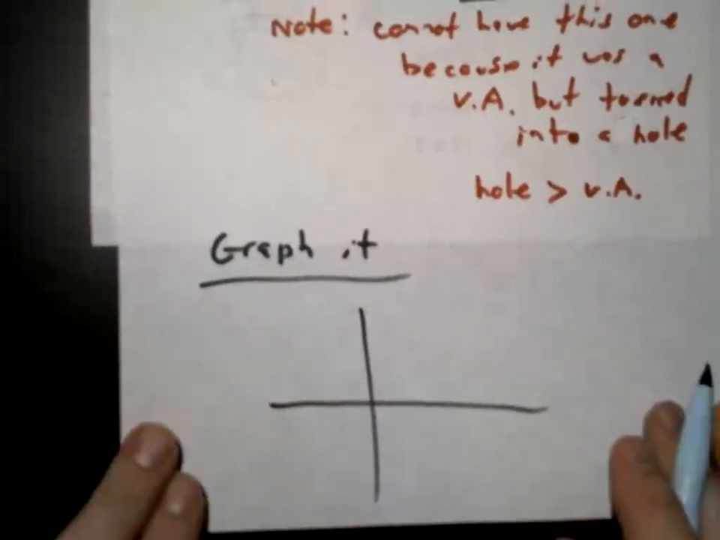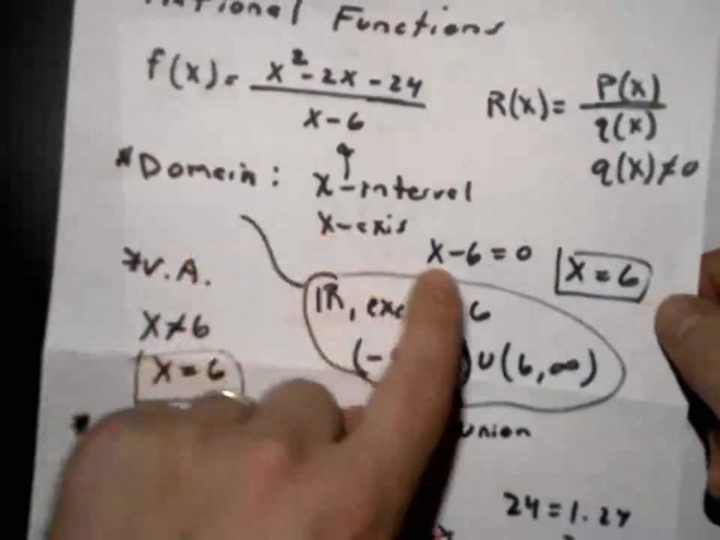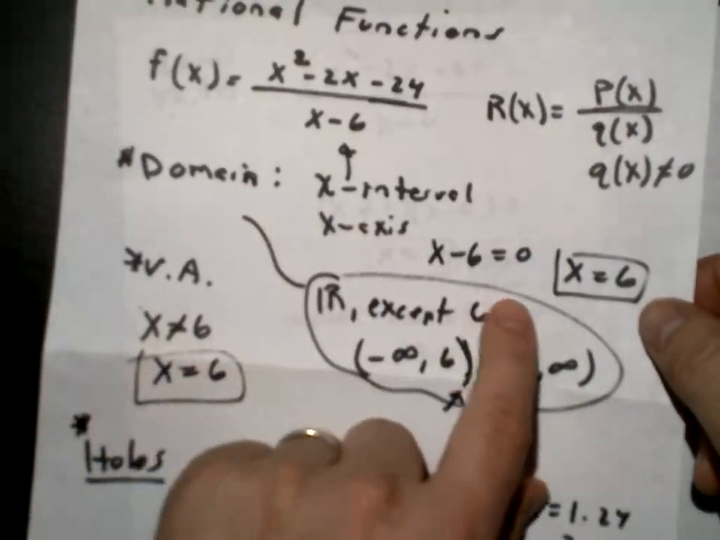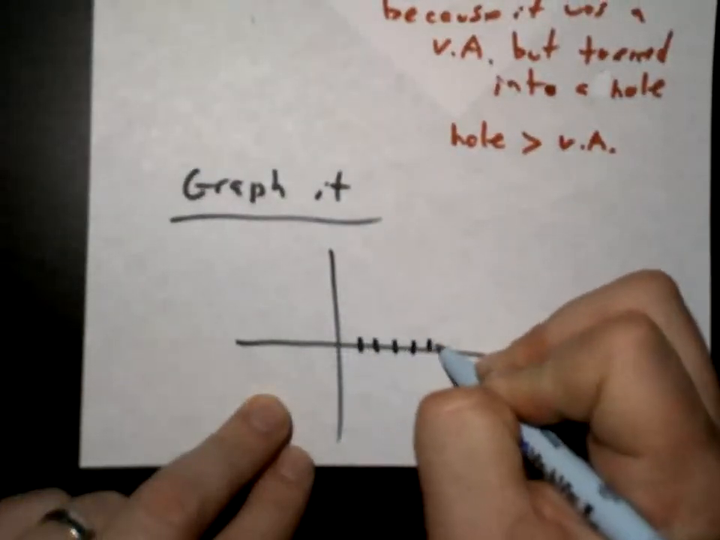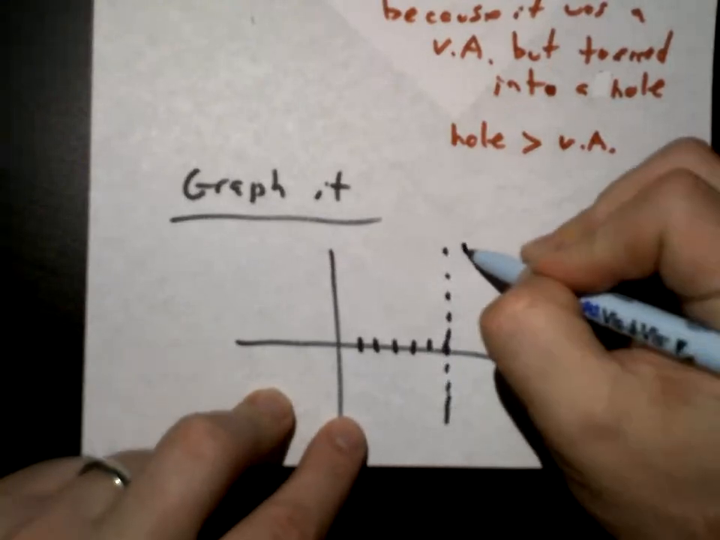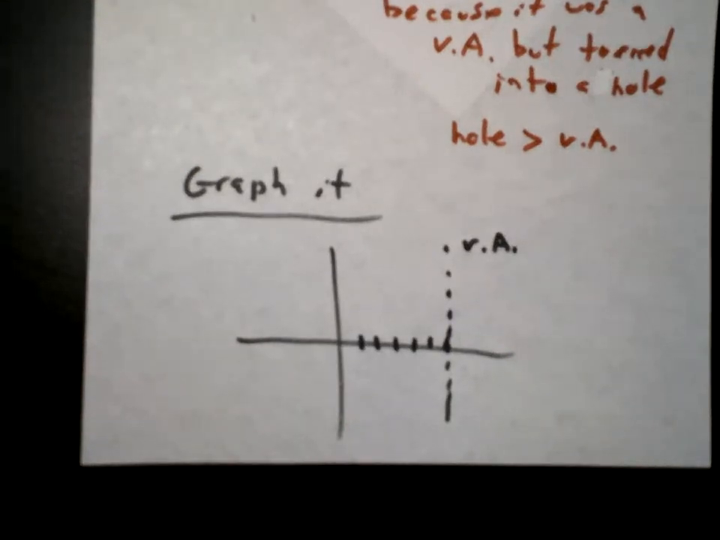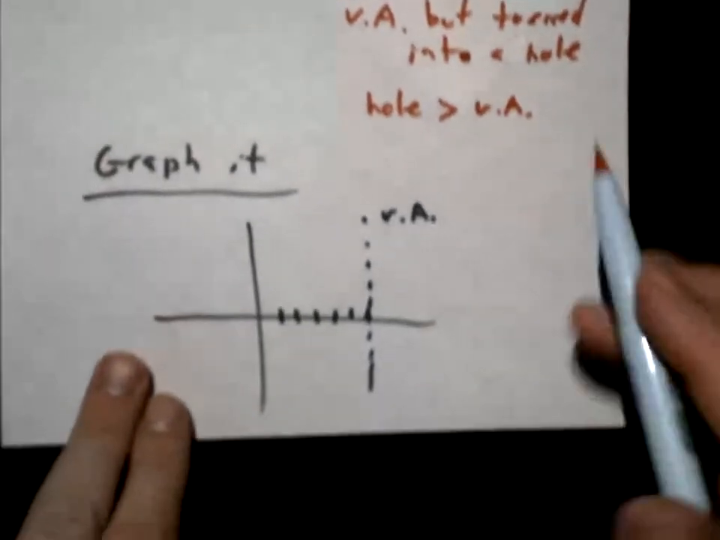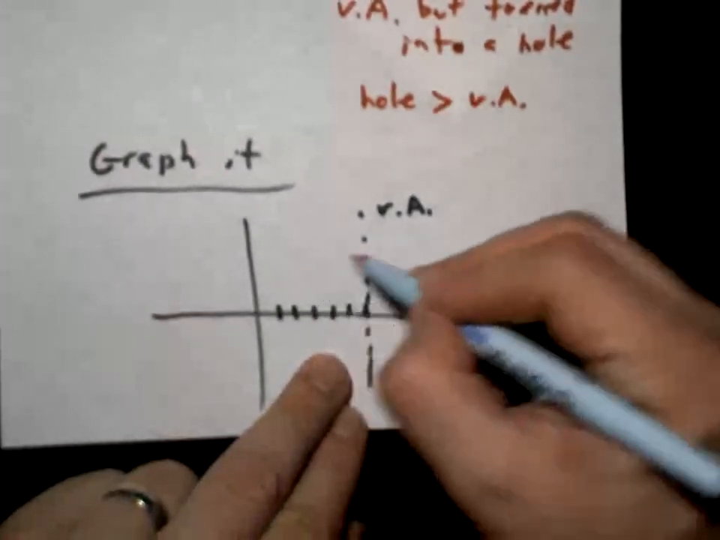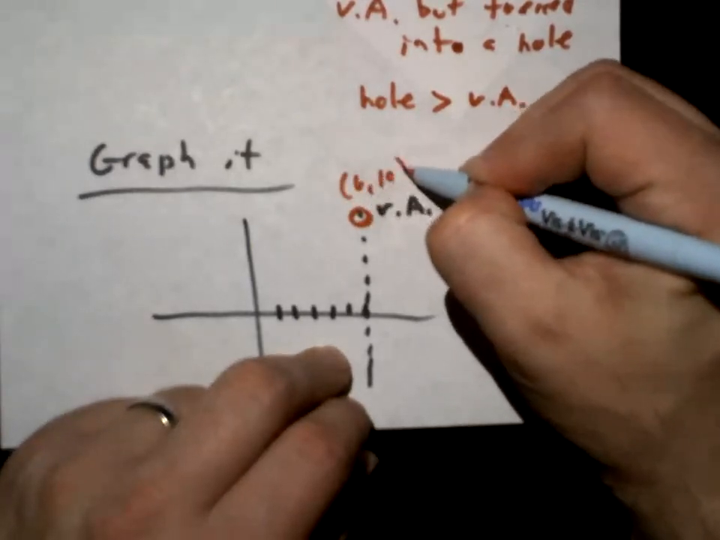So here's my graph. I'm going to look at my directions here. My domain says I have a vertical asymptote at 6. So I'm going to go on my graph here and go 1, 2, 3, 4, 5, 6, and then I have this. So this is technically what I have so far on my vertical asymptote. Now, where does the hole happen? Well, the hole is going to be at 6, 10. So if this is 6, there's going to be a hole right here. So there's a hole at 6, 10.